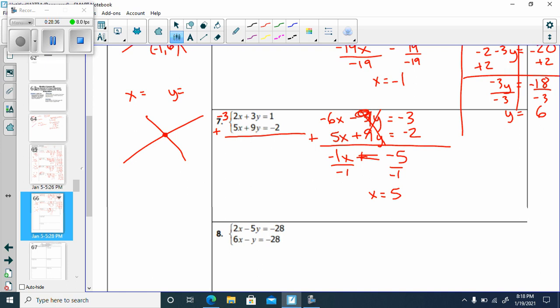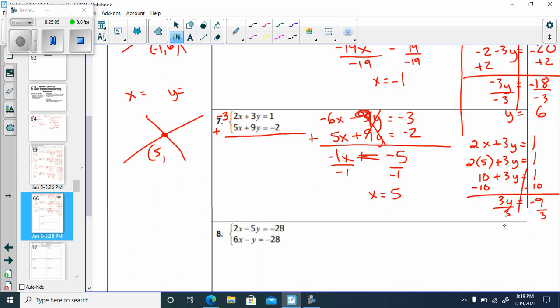If I'm looking where the two lines intersect, my x value is 5. Let's find our y. Okay. Doesn't matter which equation, 2x plus 3y equals 1. 2 times 5 plus 3y equals 1. 10 plus 3y equals 1. Minus 10, 3y is equal to negative 9. Divide both sides by 3, and y is equal to negative 3. Your x is 5, your y is negative 3. Okay, there's your answer, 5, negative 3.